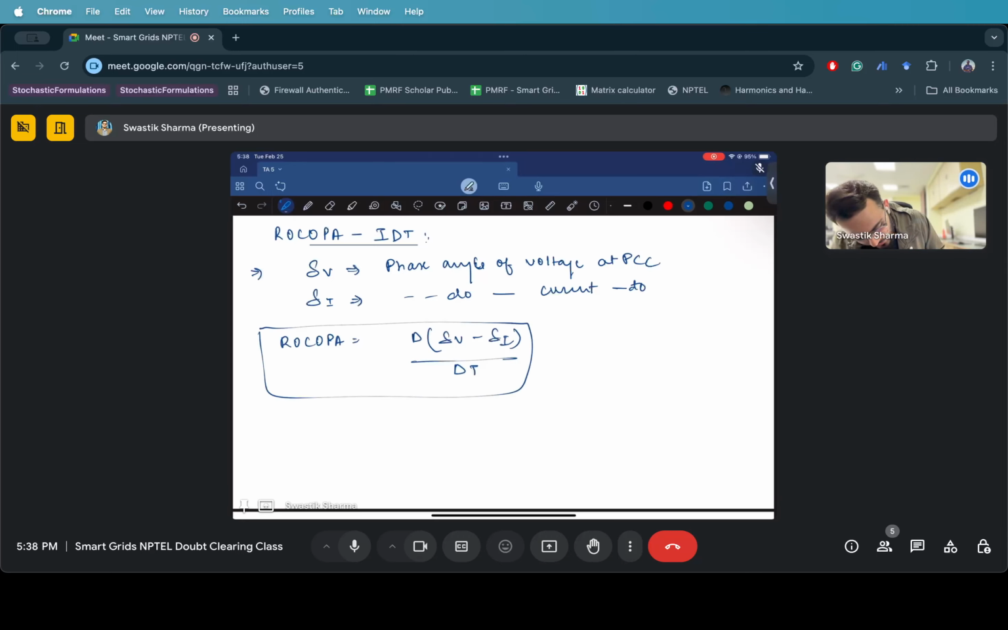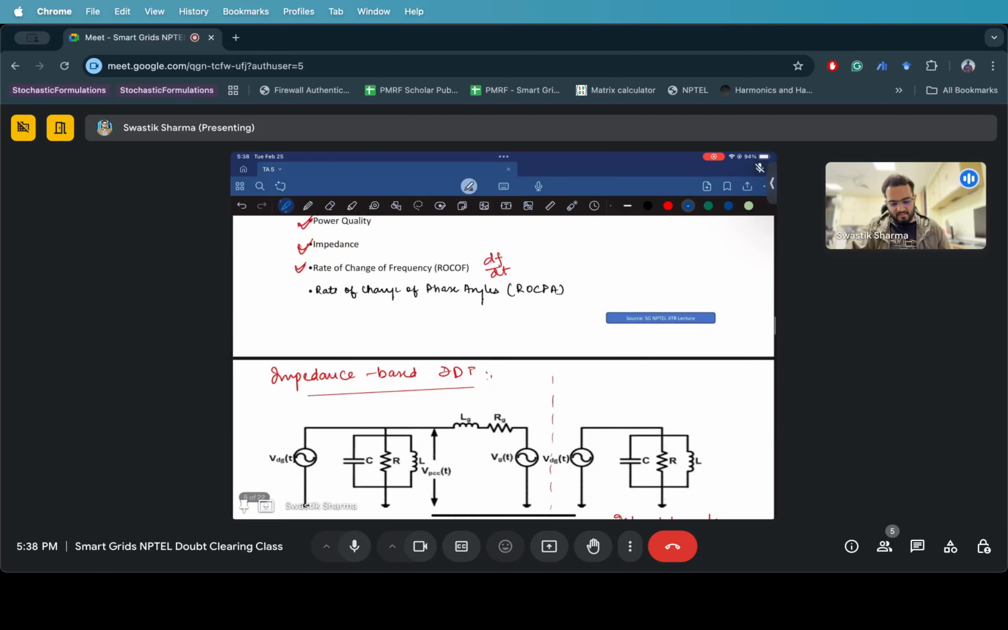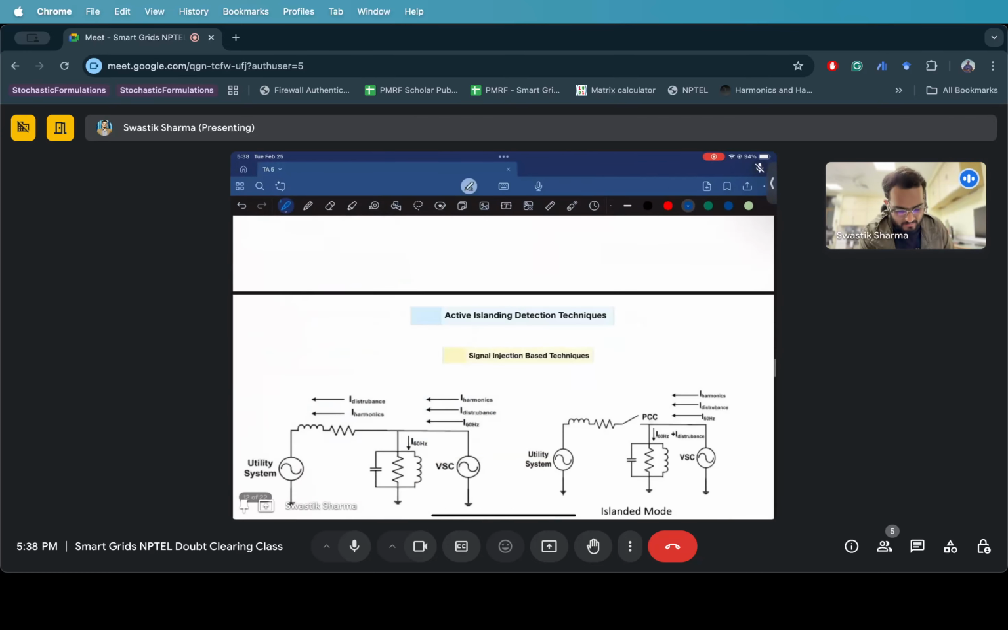So we know that if some islanding happens, there will be unbalanced conditions, and when there are unbalanced conditions, the phase angles between the voltage and the current will also change. And if we measure this unbalancing condition as well, we will be able to tell if our microgrid has switched to an islanded mode or not. So these are some passive islanding detection techniques.